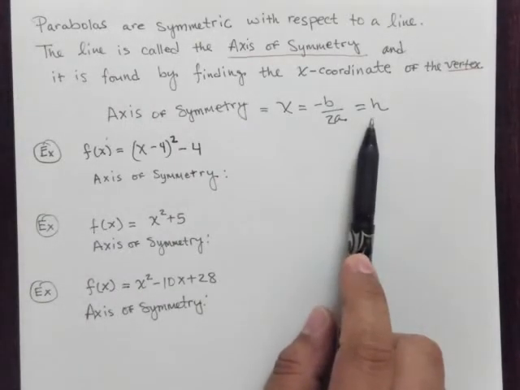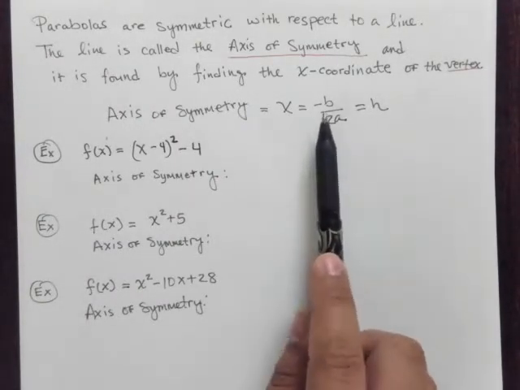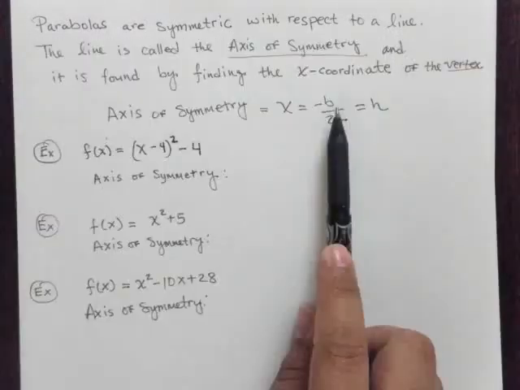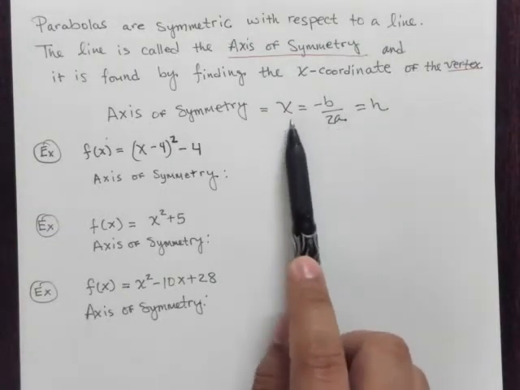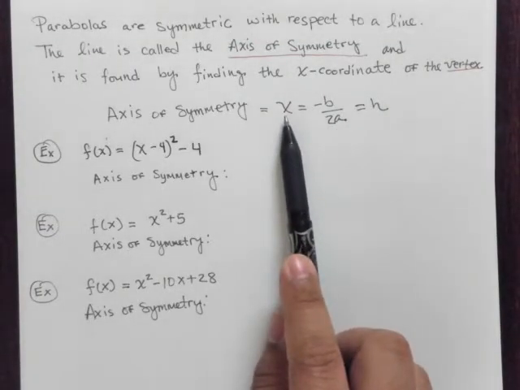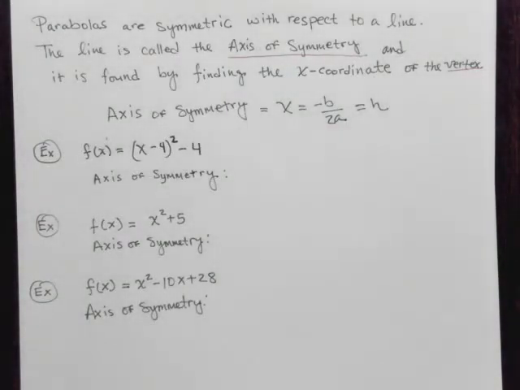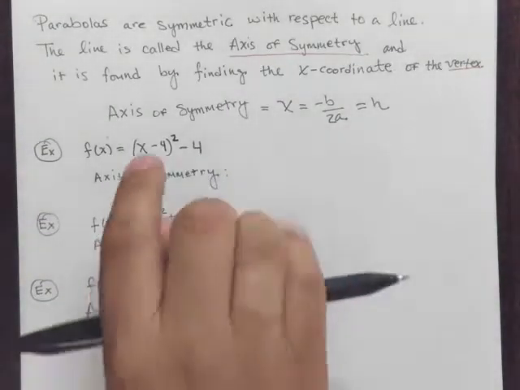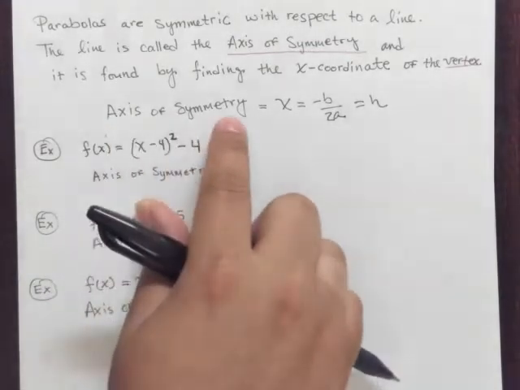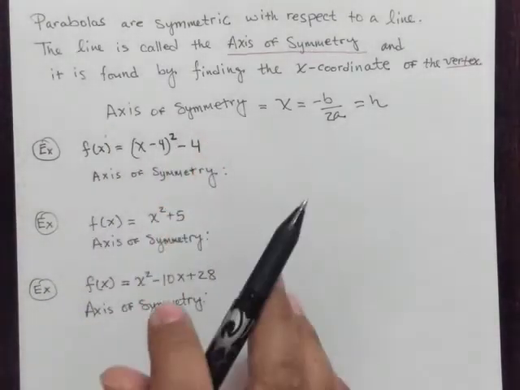But if we're not in vertex form, if we're in standard form, we take opposite b and divide it by 2a, and that'll give us the line for the axis of symmetry. It's not much more after that to find the vertex, but we're only going to focus here in these examples on the axis of symmetry. So let's take a look.